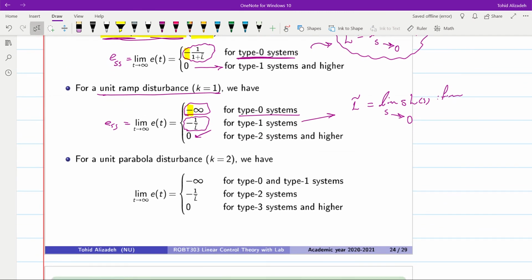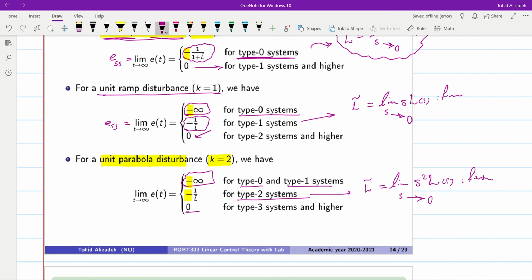And finally, for the parabola disturbance input, for the unit parabola where we have k equal to 2, for type 0 and type 1 systems, the steady state error will be equal to minus infinity. Pay attention to the negative sign. And then for type 2 systems, we will have it in the form of minus 1 over L tilde, where L tilde in this case is equal to the limit of s squared L of s as s goes towards 0, and this will be some finite value because we have a type 2 system. And if the type of the system increases, the steady state error will become equal to 0.